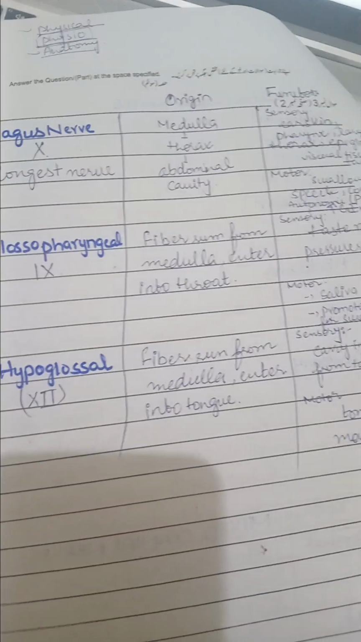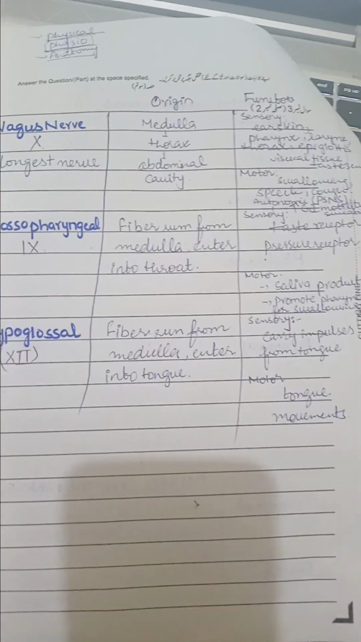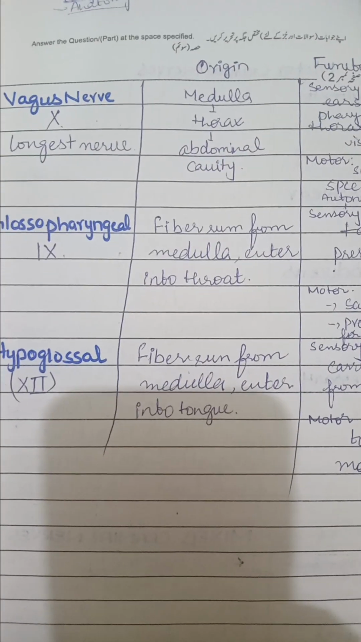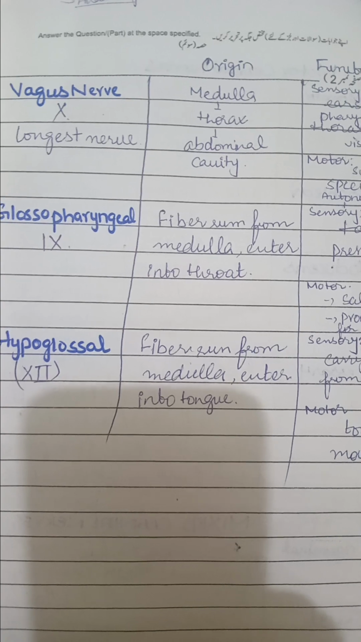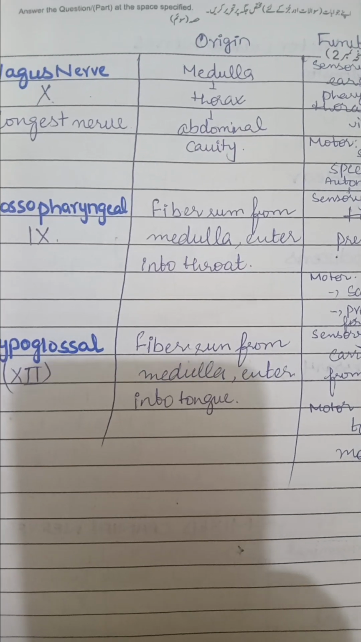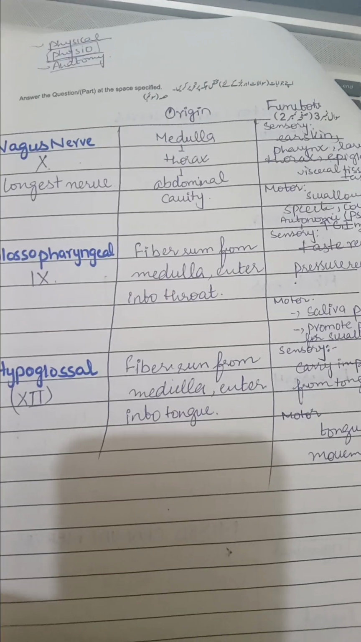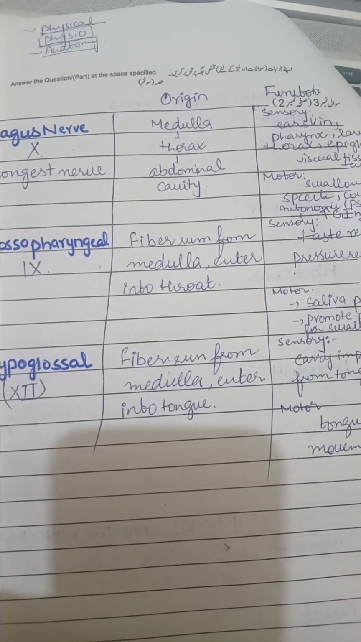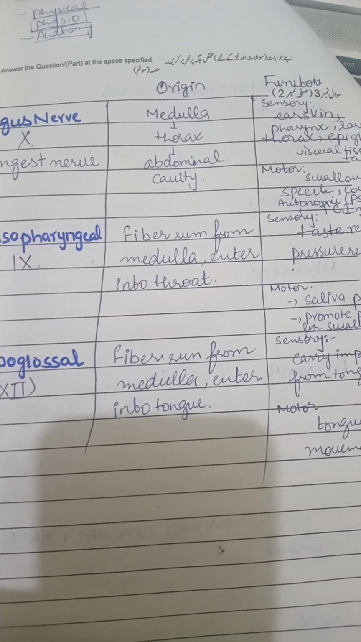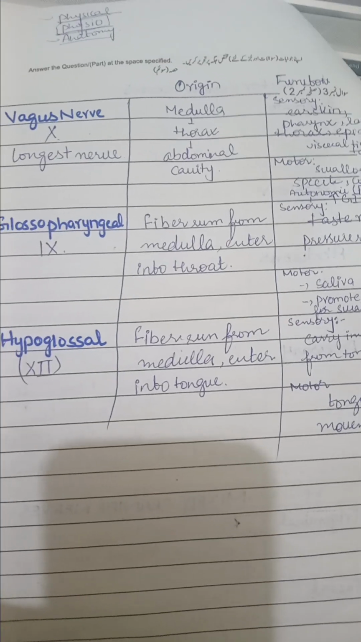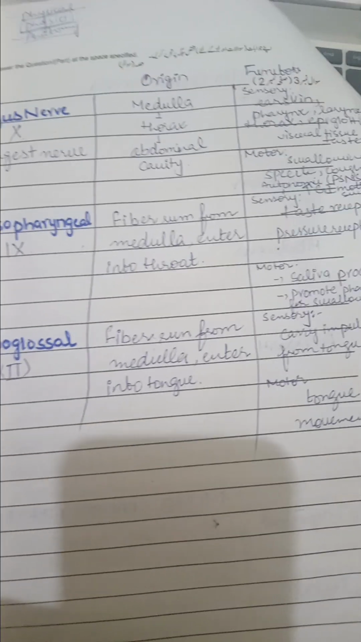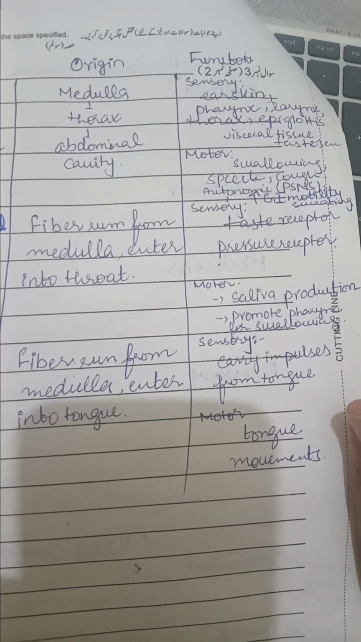Now next we will discuss an important mixed nerve, that is the vagus nerve. This is the longest nerve that is emerging from the hips, then reaching the knee and dividing into the tibial and the fibular muscles. So this is the longest nerve in your body. What is the origin? It is arising from the medulla to the thorax and then to the abdominal cavity, descending downward. And what is the function in sensory?